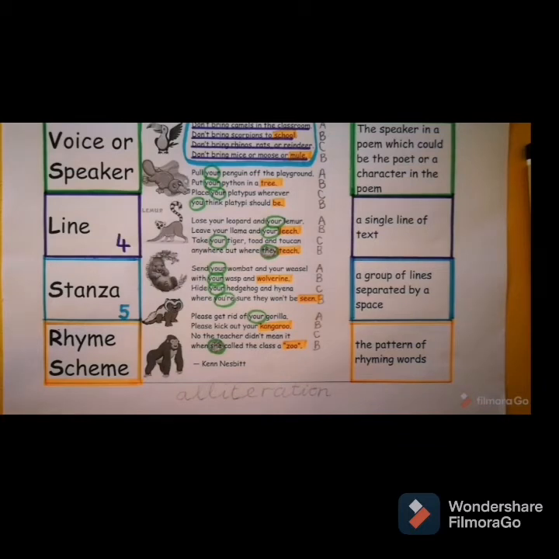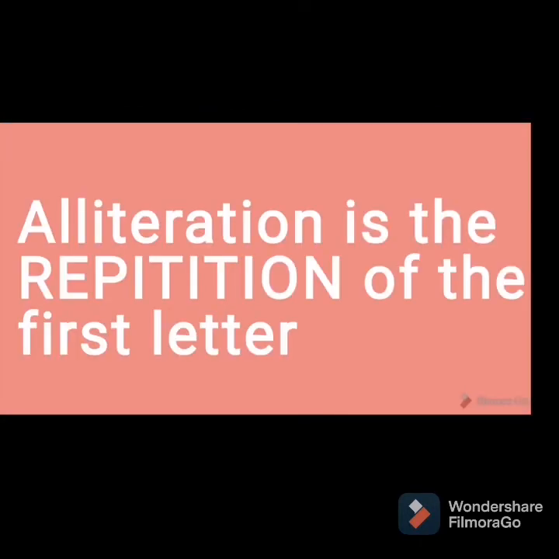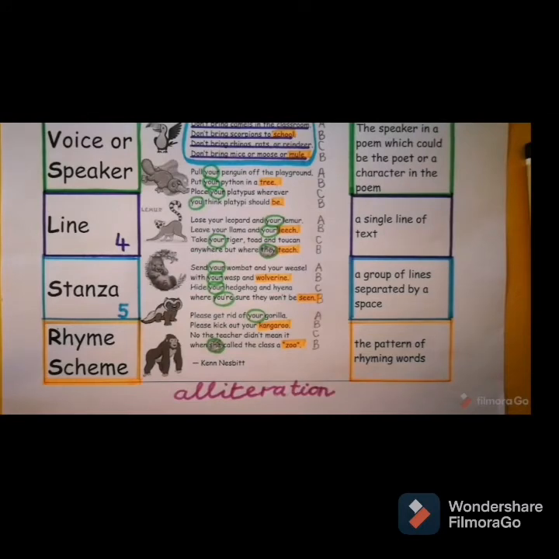Now there's one more thing I have to talk about in this poem, and that's the use of alliteration. So go ahead, you can write the word alliteration at the bottom of your poem. The poet has used alliteration to create a rhythm. I'm going to take my pink and I'm going to find the alliteration.